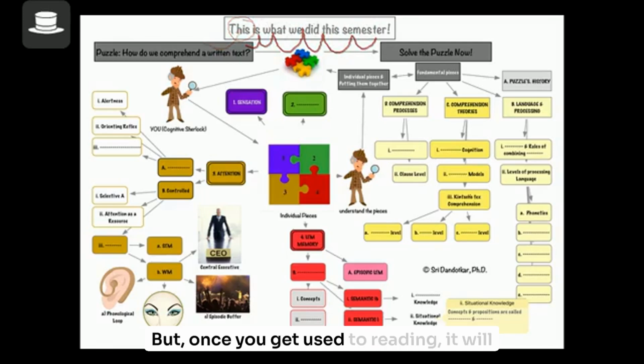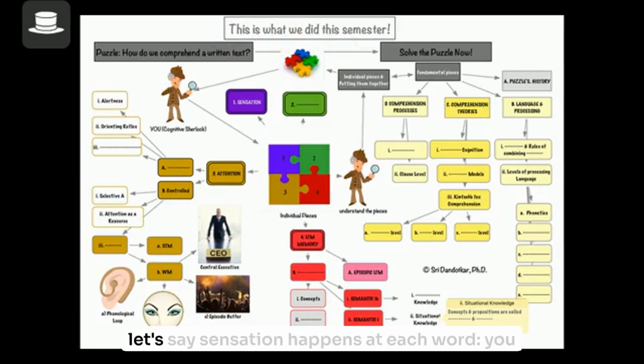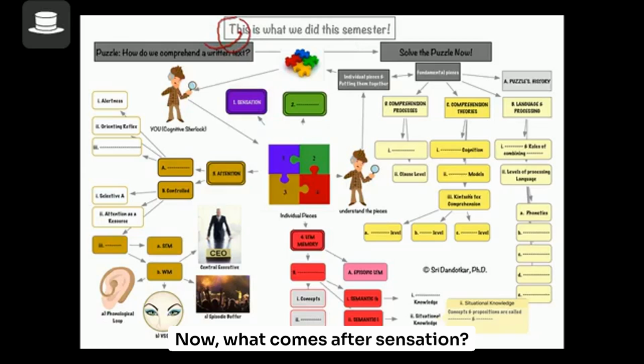Once you get used to reading, it may become a chunk. In other words, you can read in phrases if you're a fast reader. Let's say sensation happens at each word. You capture those. Now, what comes after sensation? Attention. But given that you're reading, you're already attending to the information. So attention becomes a part of sensation.